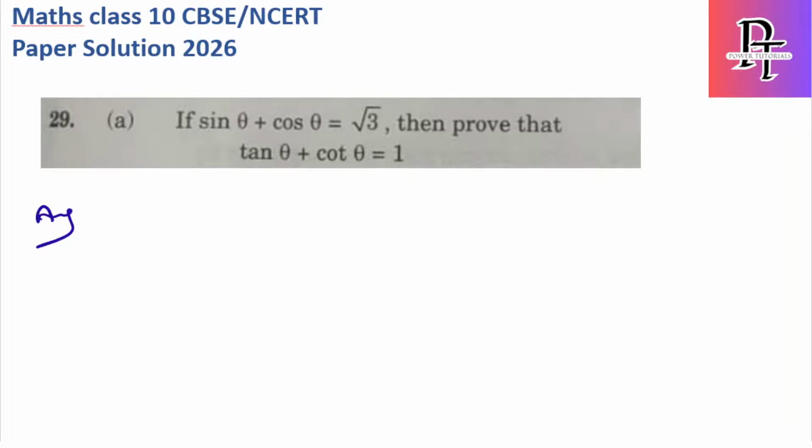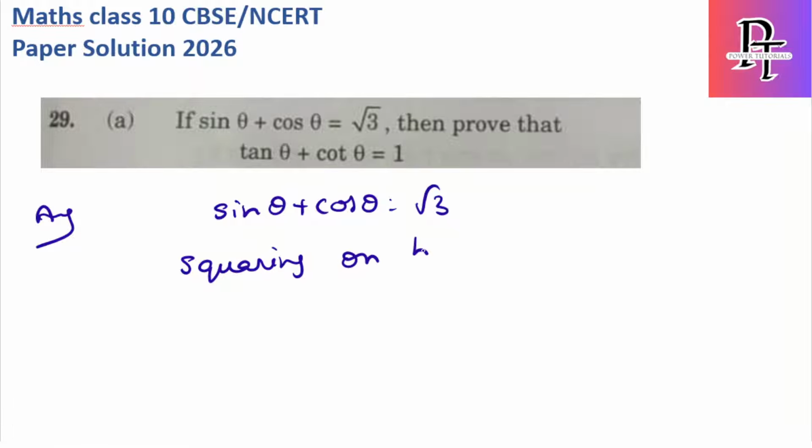So here we have sine theta plus cos theta is equal to root 3. For this, you have to square both sides. This step is important. Then this question also will become easy.